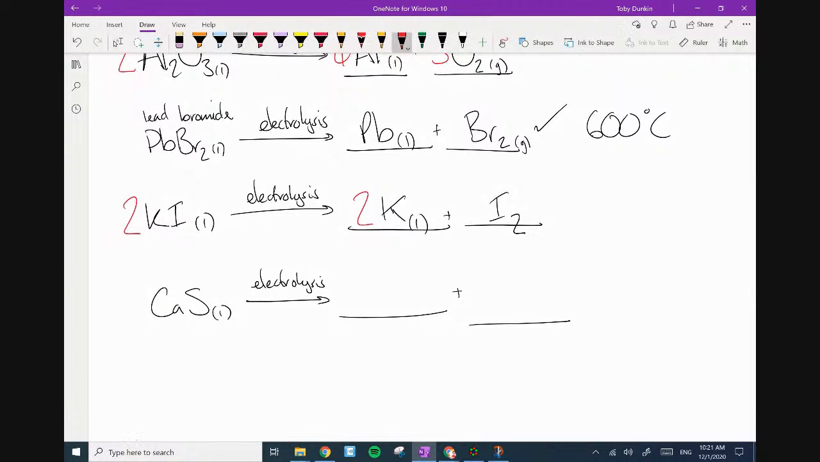Calcium sulfide. I'm going to get calcium metal, but as a liquid. And I'm going to get sulfur as a gas. Sulfur's going to come out as a gas. Just to tell you, by the way, sulfur's really awkward. It travels around in 8s, but you do not need to know that for GCSE. So don't worry.